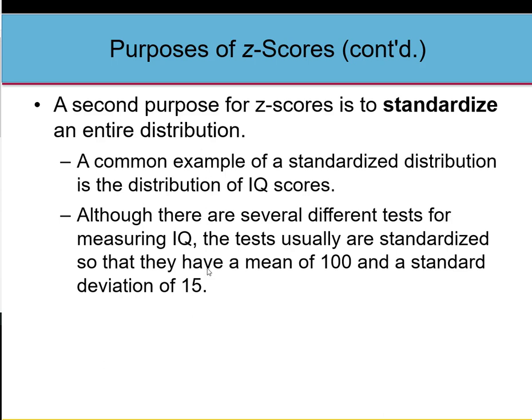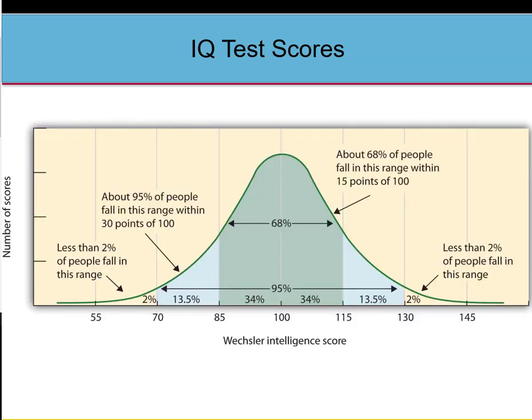So a common example of standardized distributions is the distribution of IQ scores. Although there are several different tests for measuring IQ, the tests usually are standardized so that they have a mean of 100 and a standard deviation of 15. So if we look at the Wechsler intelligence score, you see that the mean is 100, and here we are at 68% of the population will fall between plus or minus 15, so between 85 and 115 is considered average intelligence.